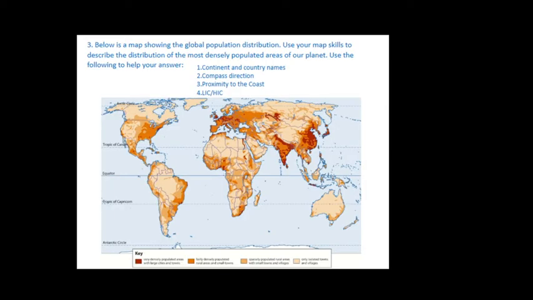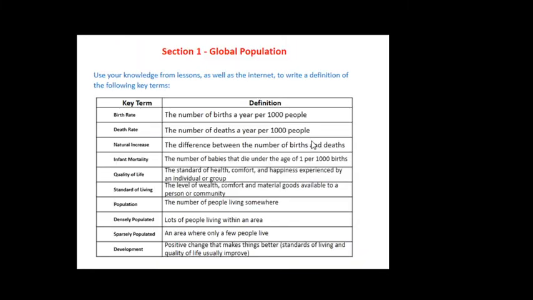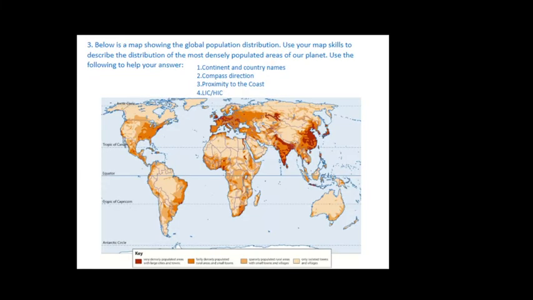So this map of the world you've got here, the question is asking you to describe the distribution of the most densely populated areas. Describe the distribution means say how things are spread out. Where are things happening? So in this case, we're looking at most densely populated, and if you come down to your key at the bottom, you can see that the most densely populated areas are dark red. So we're looking for the areas and the countries, the sections, of the continents that are dark red.